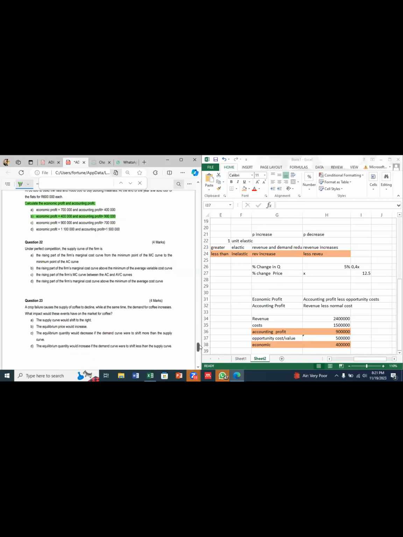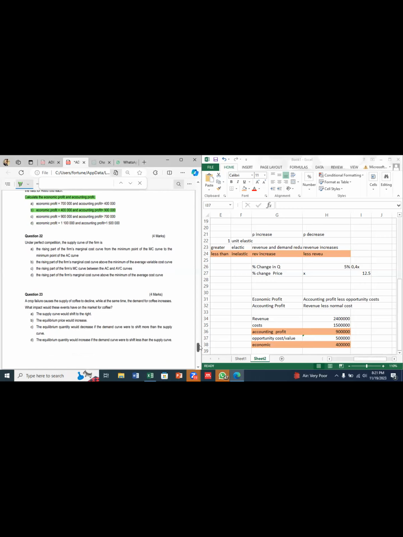We move on to question 22. Under perfect competition, the supply curve of the firm is the rising part of the marginal cost curve. So the rising part of the marginal cost curve is the supply curve of a perfectly competitive firm. So usually, let me try to draw it.